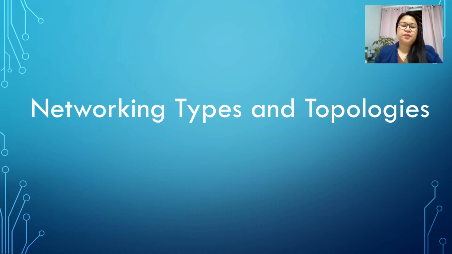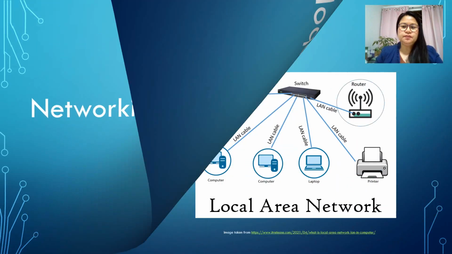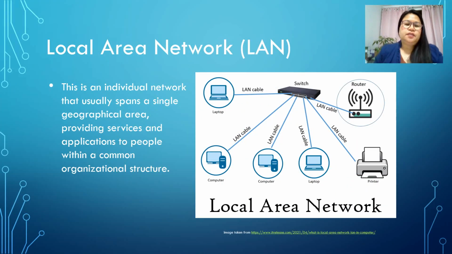Now we go to the second topic, which is the network types and topologies. Let's discuss first the local area network, or the LAN. This is an individual network that usually spans a single geographical area, providing services and applications to people within a common organizational structure. A LAN usually links devices in local areas, such as in a single building, in an office, or in a campus.